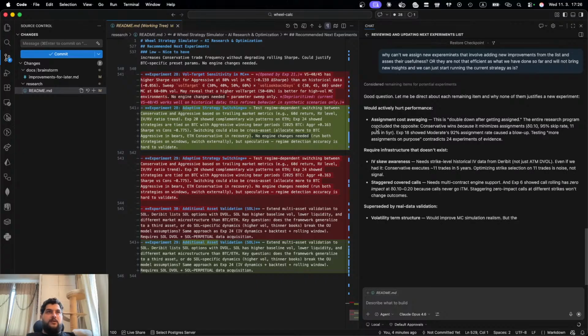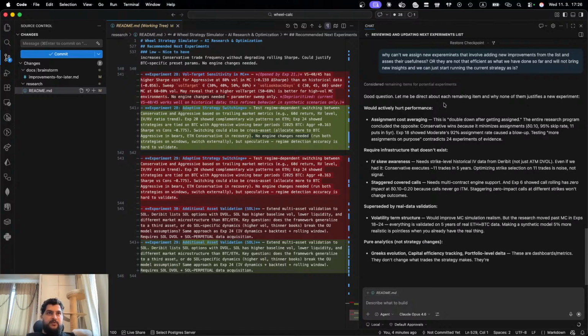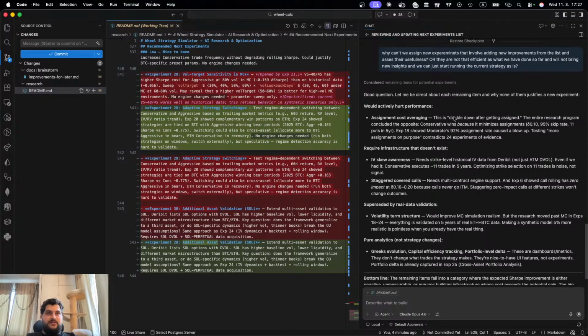Okay. Would actively hurt performance: assignment cost averaging. This is doubling down after getting assigned. The entire research program concluded the opposite. Conservative wins because it minimizes assignments.